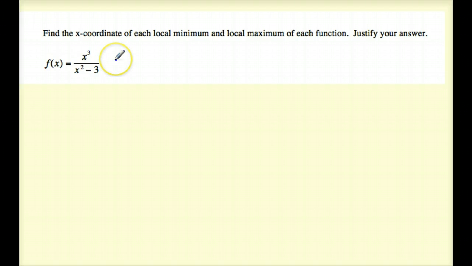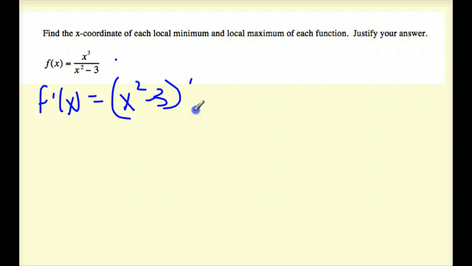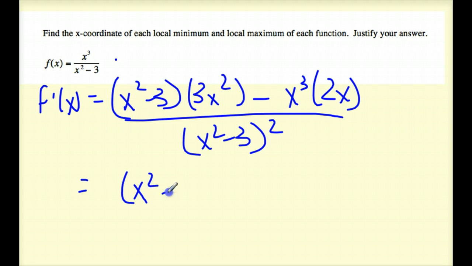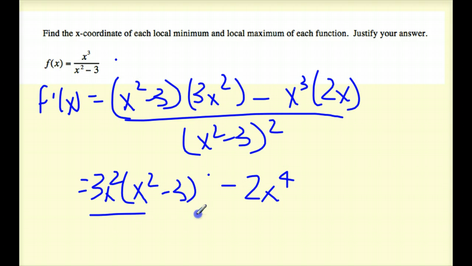So I get f prime of x is equal to the bottom times the derivative of the top, 3x squared, minus the top times the derivative of the bottom, all over the bottom squared. So let's go ahead and simplify this. We get x squared minus 3 times 3x squared minus 2x to the fourth, all over x squared minus 3 squared. Let's continue to simplify this.